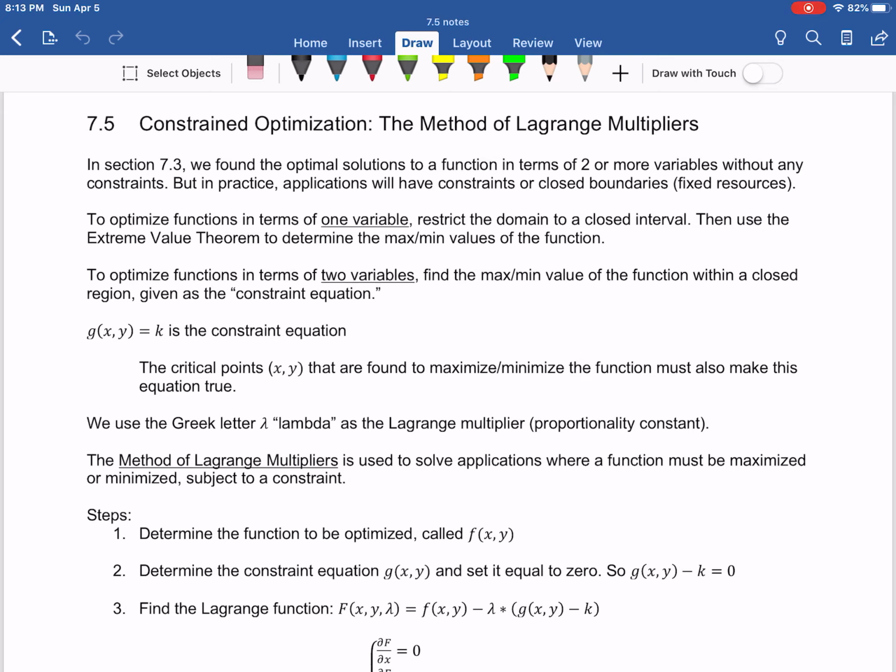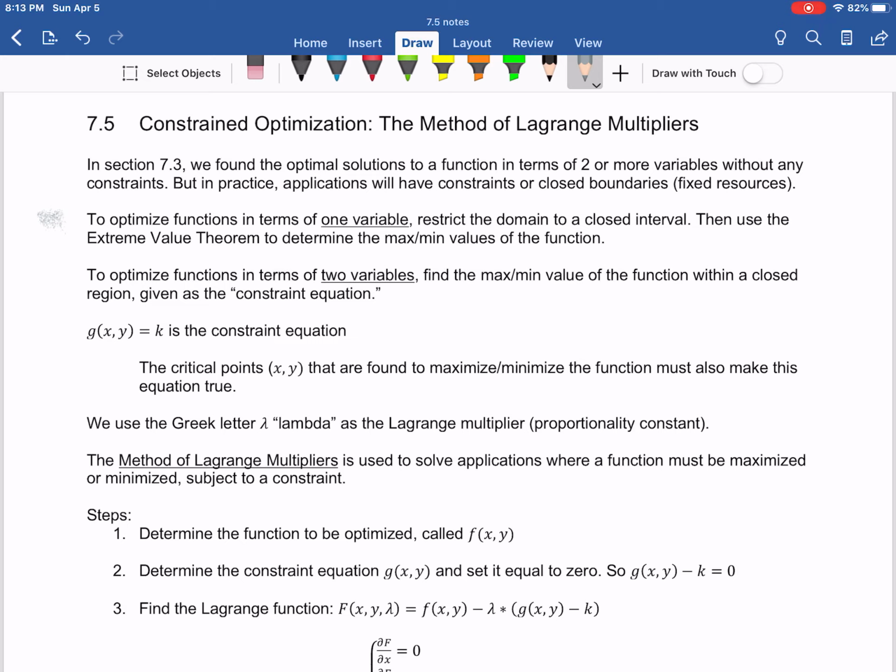To optimize functions in terms of one variable, which we learned earlier this semester, we restricted the domain. We said x can only be maybe bigger than 0 or between 0 and 10 or something like that. And then we used the extreme value theorem if it was bounded to determine the max and min values of the function, right? So in the case of two variables now, instead of just one, we are going to use the same kind of process, except we're going to have this constraint equation, right?